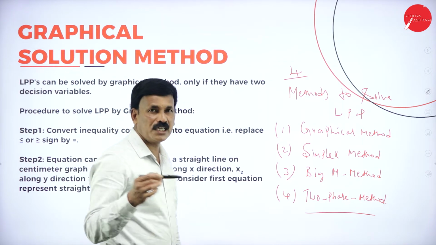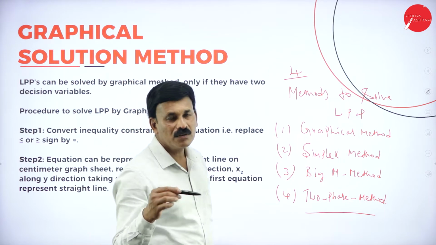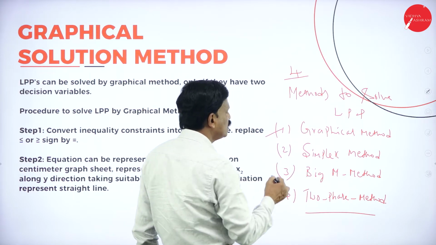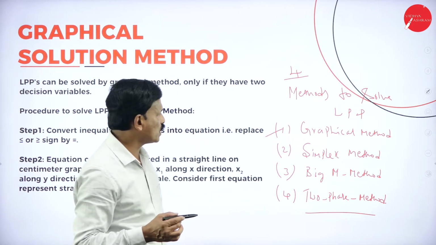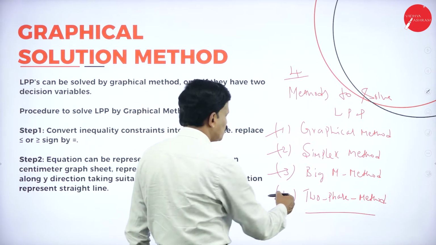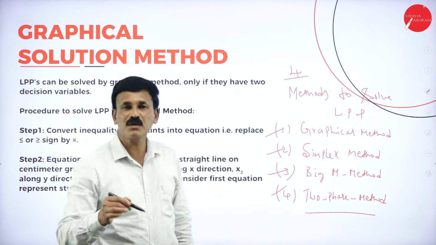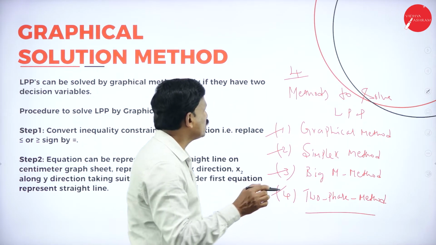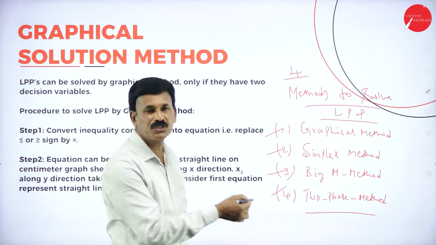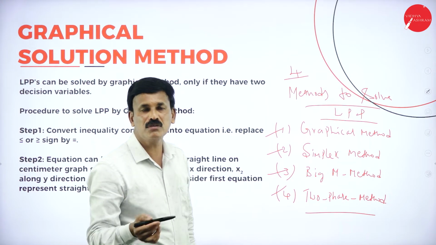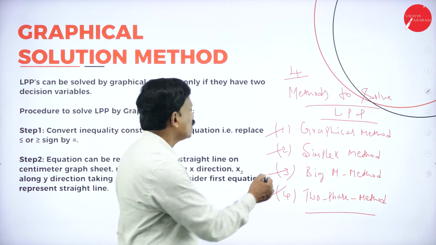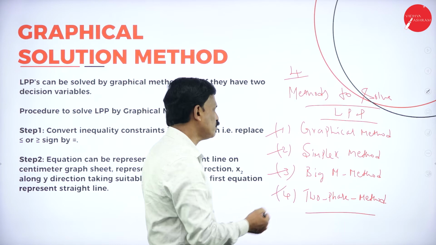We are going to study four methods to solve the linear programming problem: first, the graphical method; second, the simplex method; third, the big M method; and fourth, the two-phase method. In the examination, for 2 marks they may ask, write the different methods to solve a linear programming problem. The four methods are the graphical method, simplex method, big M method, and two-phase method.